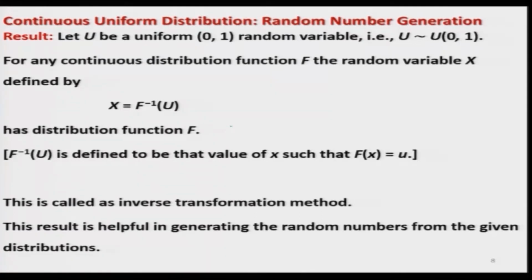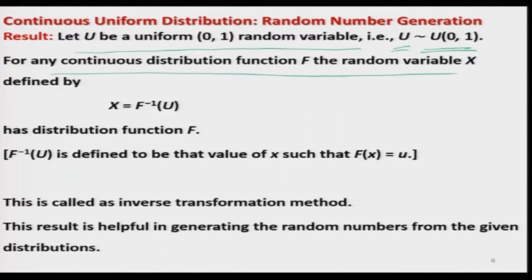The result says: let capital U be a uniform (0, 1) random variable, that is, any number between 0 and 1. Now, the result is very important. For any continuous distribution function F, the random variable X defined by X equal to F inverse of U has distribution function F.